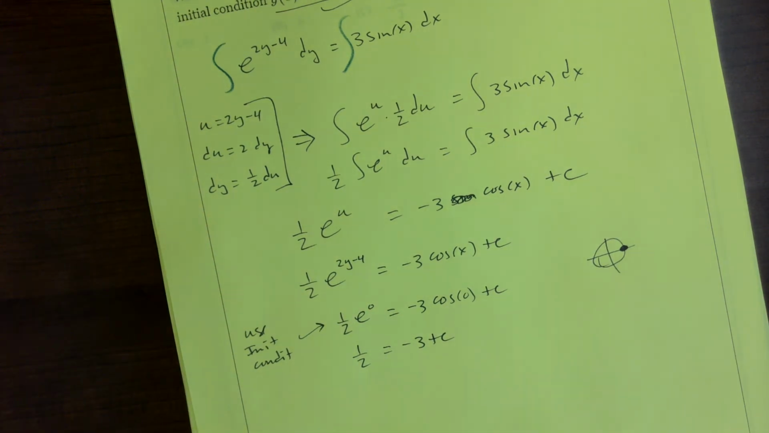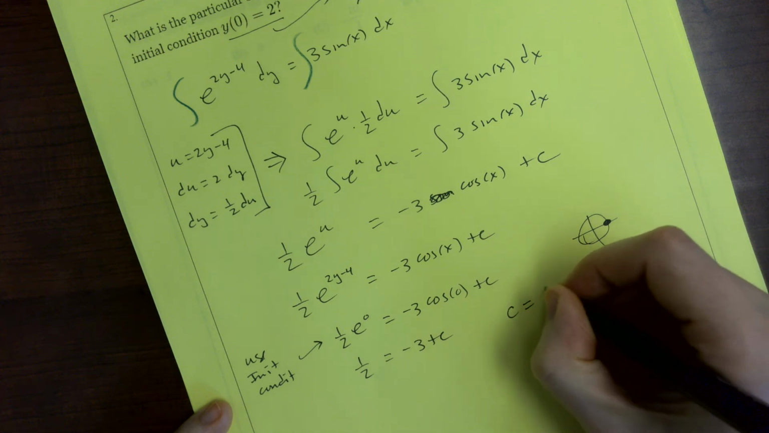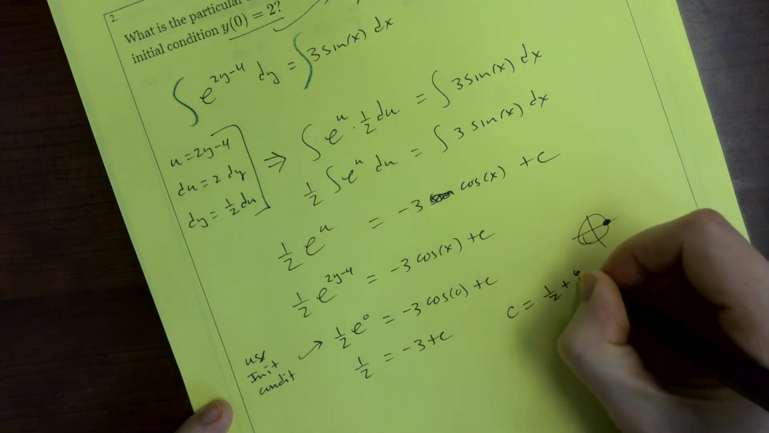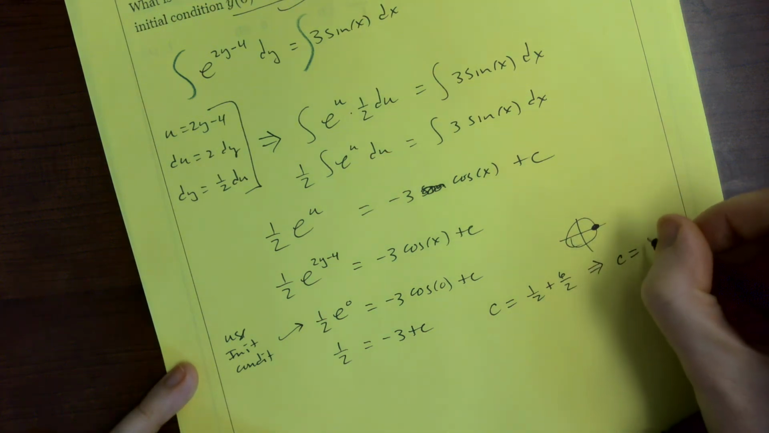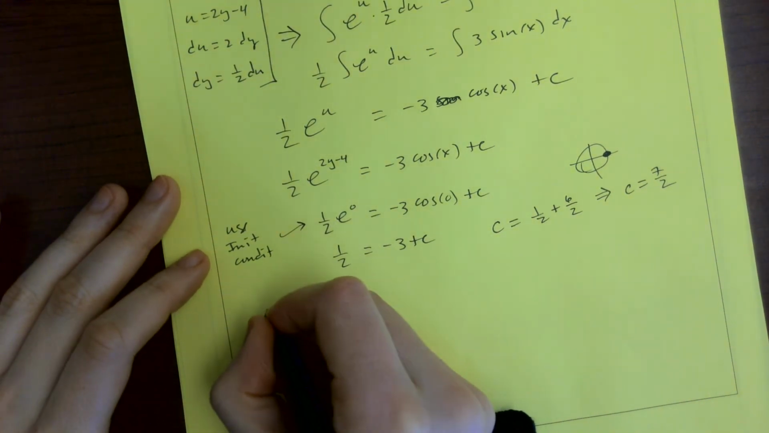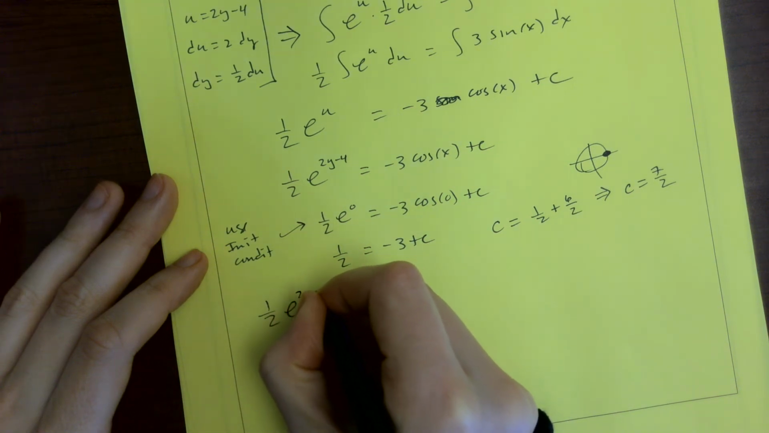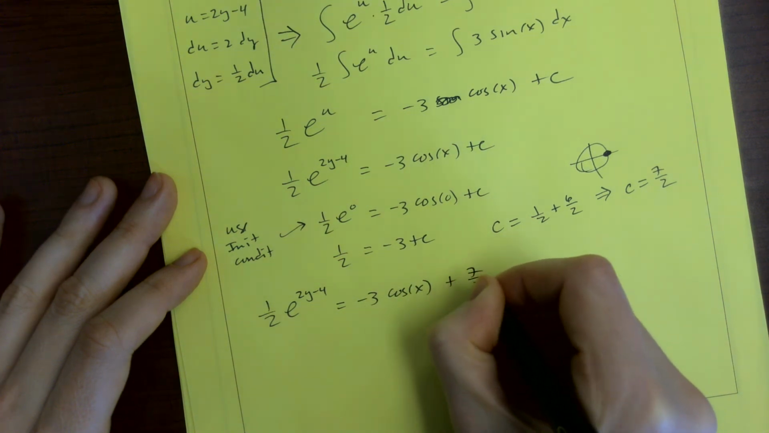I think I'm doing it right. Oh, I never took the antiderivative when I did it earlier. Okay, so I've got to add 3 to both sides. So c is 1/2 plus 6/2, because 6/2 is 3. c is 7/2. Okay, so I'm going to put the c back in. 1/2 e to the 2y minus 4 is -3 cosine of x plus 7/2.